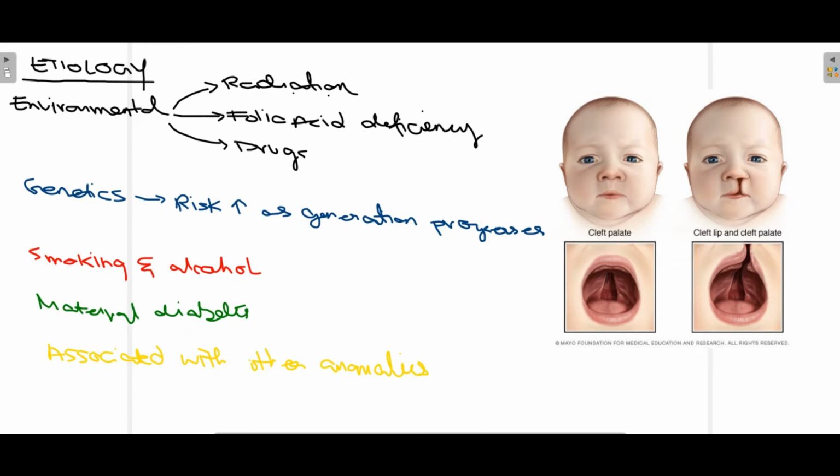Maternal diabetes is also associated with developing cleft lip and palate, and some diseases and syndromes are associated with cleft lip and palate too. In this diagram, you can see a normal child, and in this case, when a cleft palate develops, it looks something like this. There is a defect in the palate, and a communication is present between the nasal cavity and the oral cavity.